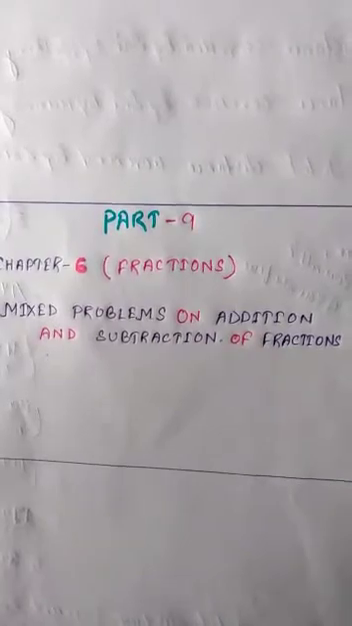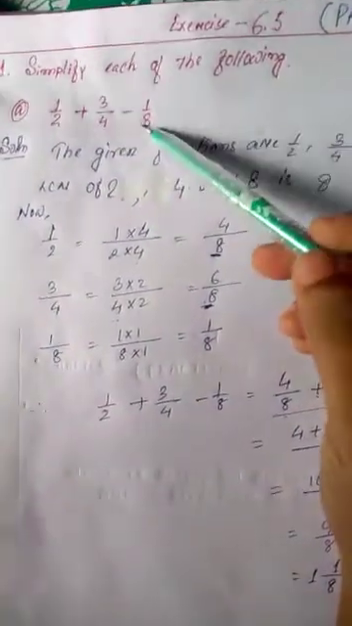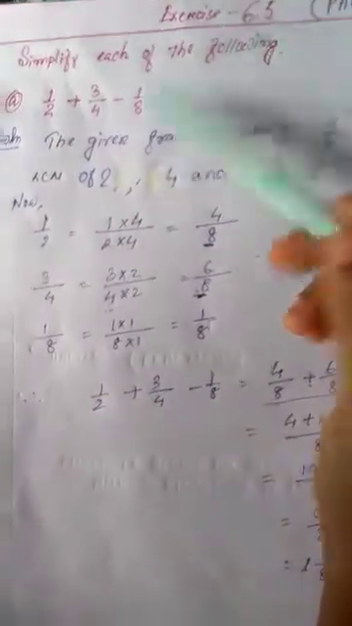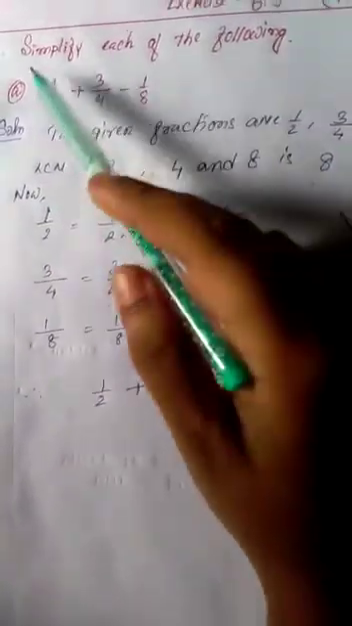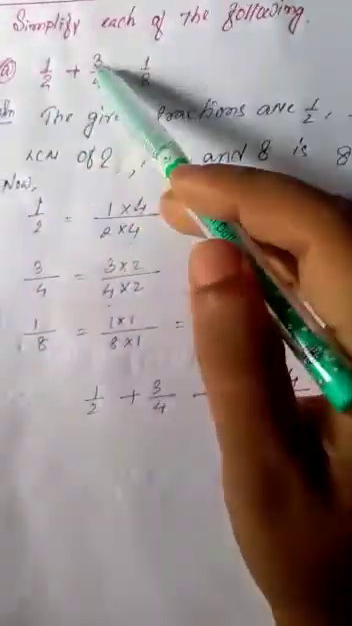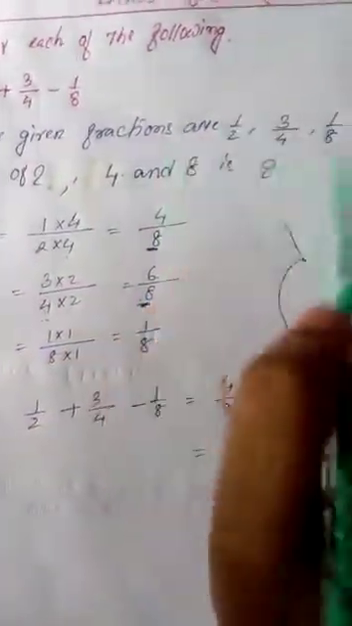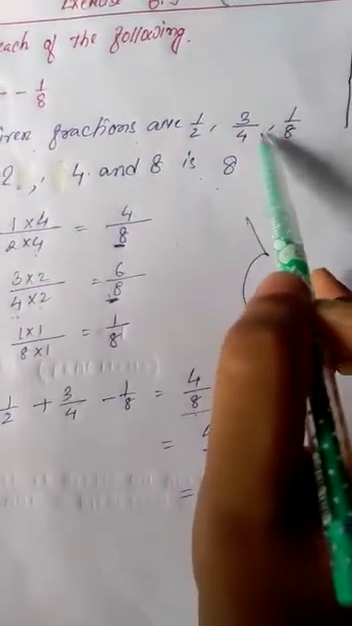So let's see. Children, we are going to start our new exercise, exercise 6.5, and here we have to simplify. The first question, number 1, is simplify each of the following. Question A is 1 by 2 plus 3 by 4 minus 1 by 8. So these are the three given fractions: 1 by 2, 3 by 4, 1 by 8.